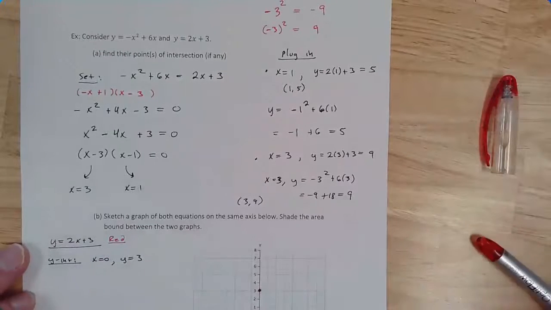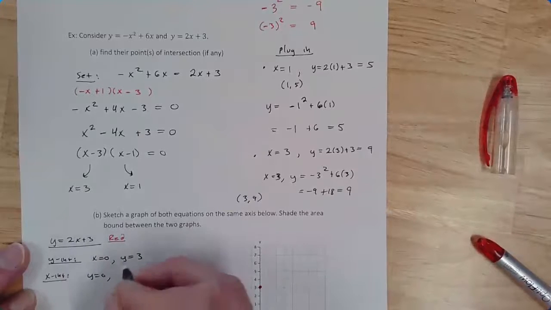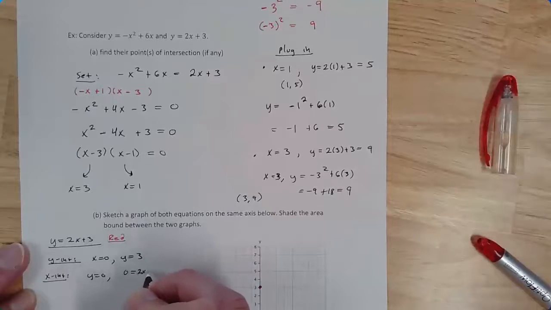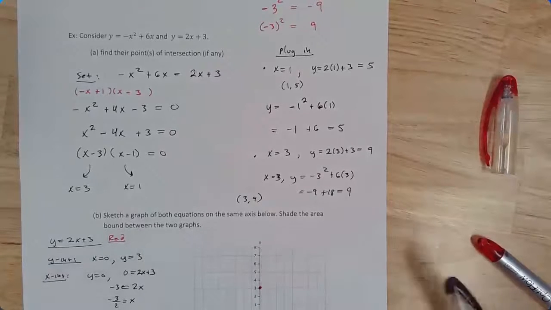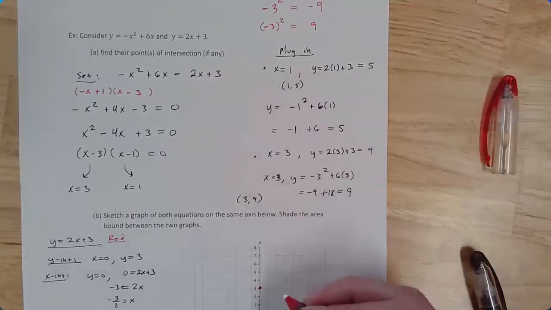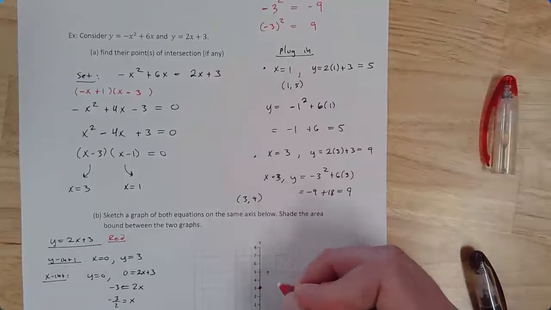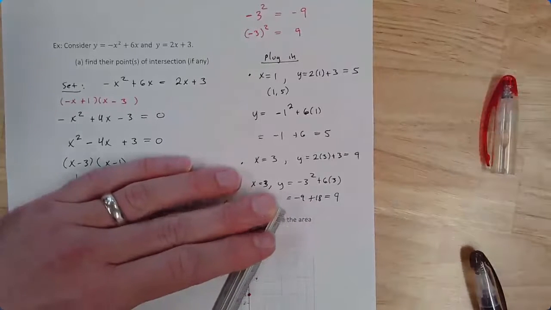And then find the x-intercept. We're going to set y equal to 0, so we get 0 equal to 2x plus 3. So negative 3 is equal to 2x, so negative 3 halves is equal to x. That's the point halfway between negative 1 and negative 2. We also know it should go through the points 1, 5 and 3, 9, which I suppose I could have started with. I didn't want to. So there's my red line.